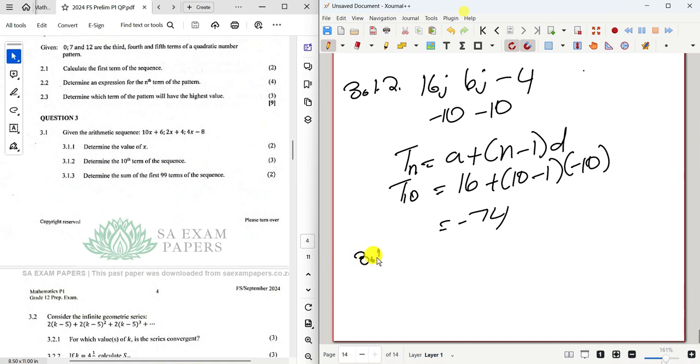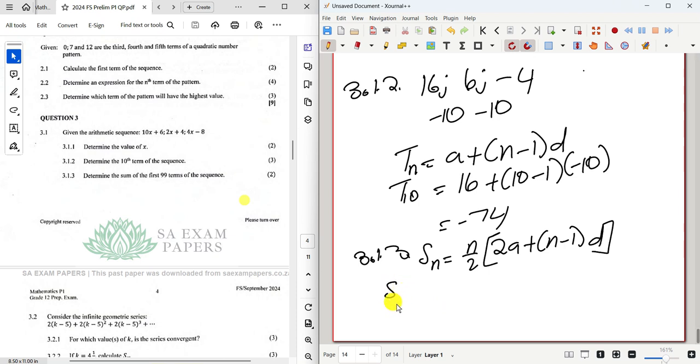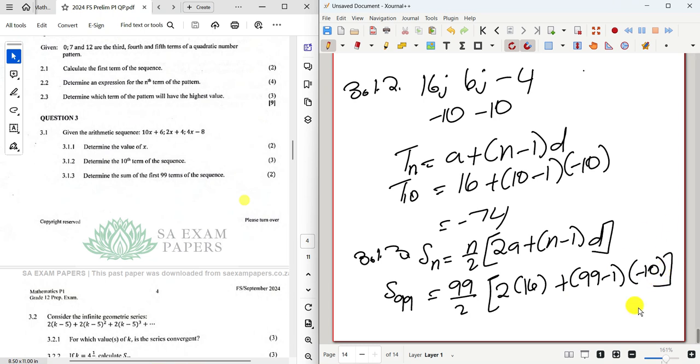Now, 3.1.3, determine the sum of the first 99 terms of this sequence. So we will use the formula, sum of n terms is equal to n over 2 multiplied by (2a plus (n minus 1) times d). So we're looking for the sum of the first 99 terms. S of 99 will be 99 all over 2 multiplied by 2 times the first term, 16, and then 99 minus 1, and then the common difference is negative 10. Let's go.